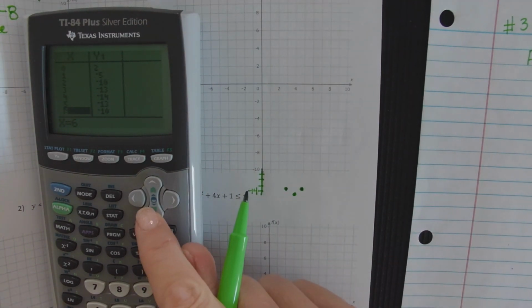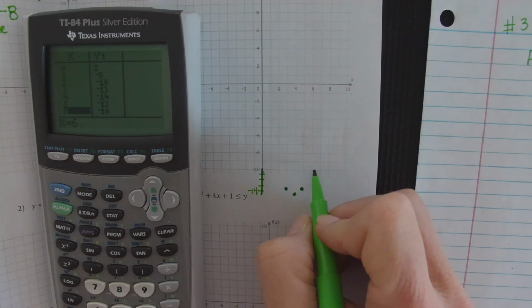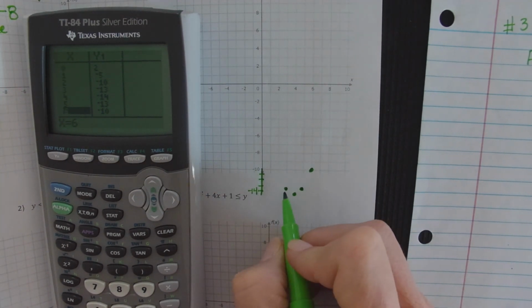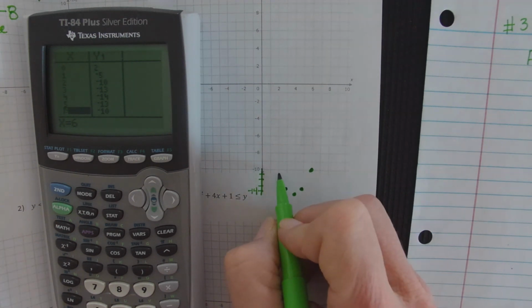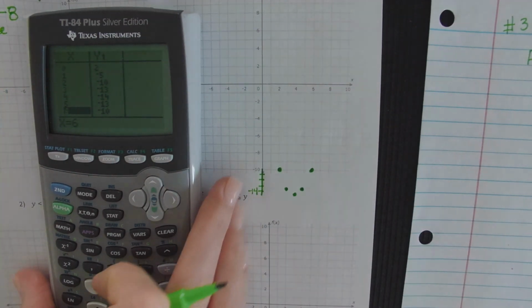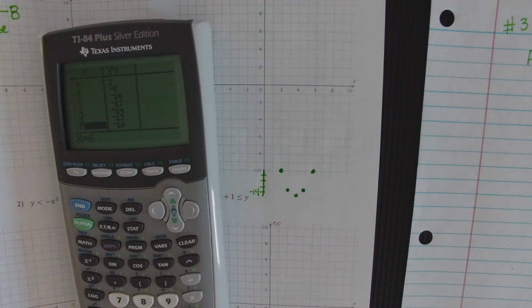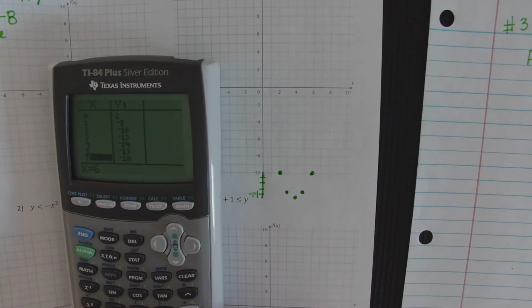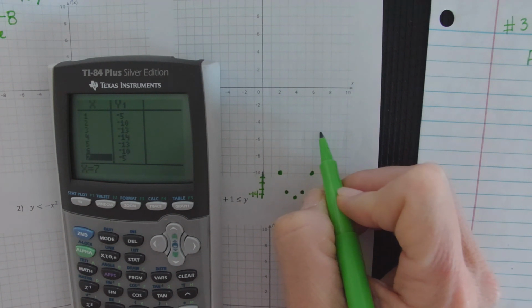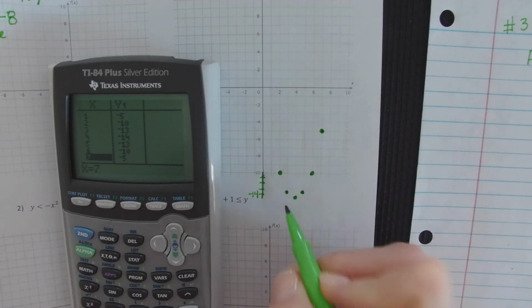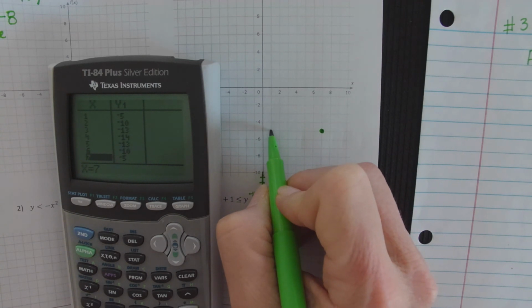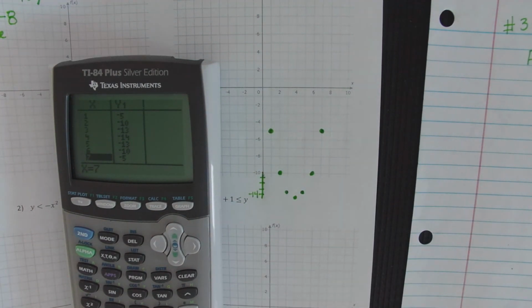So at 6, I'm at negative 10. That means at 2, I should also be at negative 10. I'm going to do another set. Let's look at 7. 7, negative 5. Therefore, at 1, it is also negative 5. And I'm going to stop there. That parabola looks pretty good. It's symmetric.